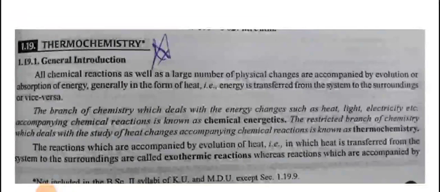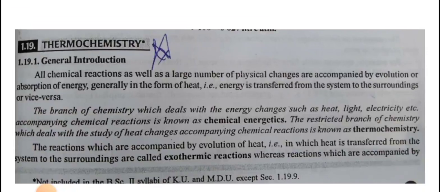All chemical reactions as well as a large number of physical changes are accompanied by evolution or absorption of energy, generally in the form of heat, that is, energy is transferred from the system to the surrounding or vice versa. The branch of chemistry which deals with the energy changes such as heat, light energy, etc. accompanying chemical reactions is known as chemical energetics. The restricted branch of chemistry which deals with the study of heat changes accompanying chemical reactions is known as thermochemistry.